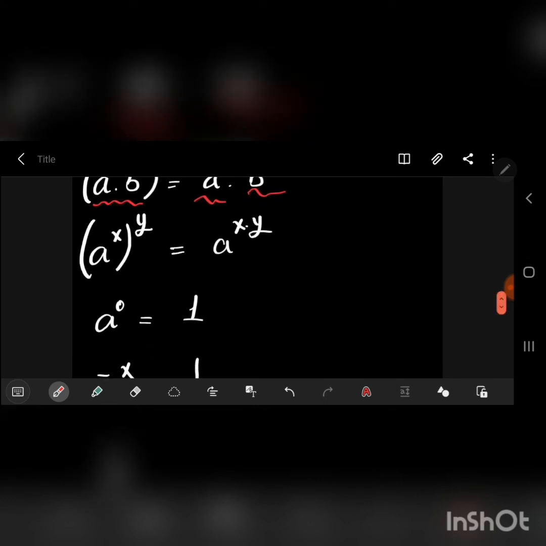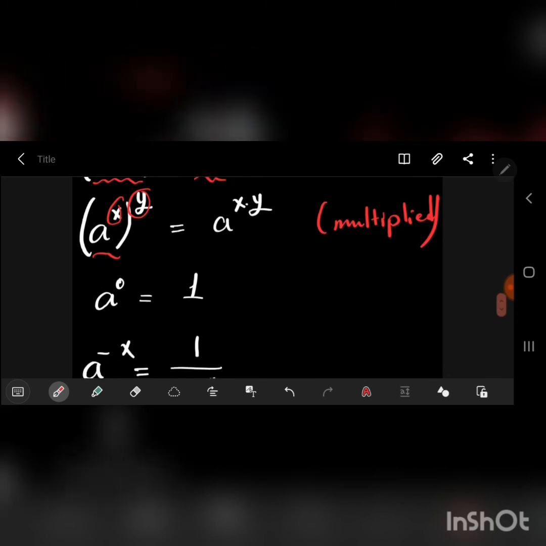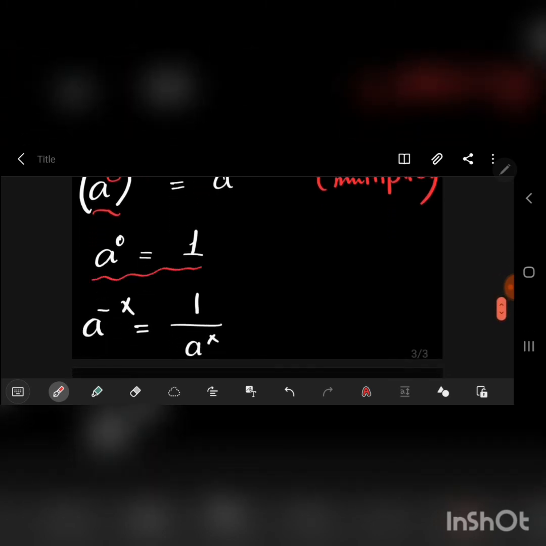The fourth rule says if I have a base with two powers, like a to the power x and to the power y, it will be equal to a to the power x by y. So if a base has two powers, I multiply the two powers. I gave you this rule. Any number, any variable, any constant with power 0 is always equal to 1.